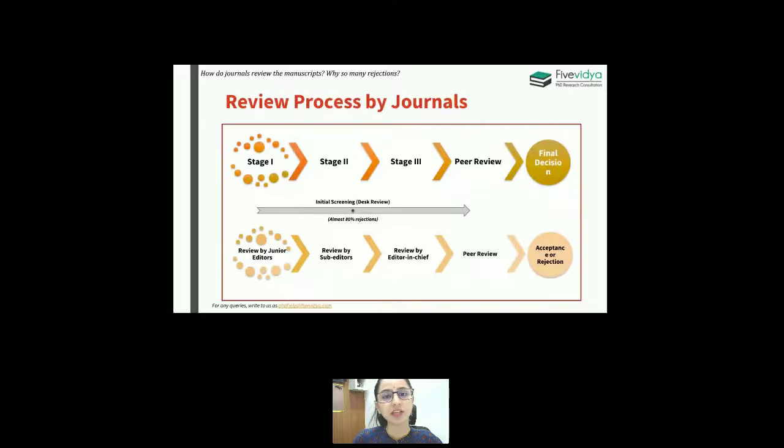Now, I would like to tell you one more thing: every journal has an editor-in-chief or chief editors, below whom is a team of sub-editors. And those sub-editors further have junior editors or assistants who review your paper. So these are the 3 stages which have to be cleared before reaching the stage of peer review.